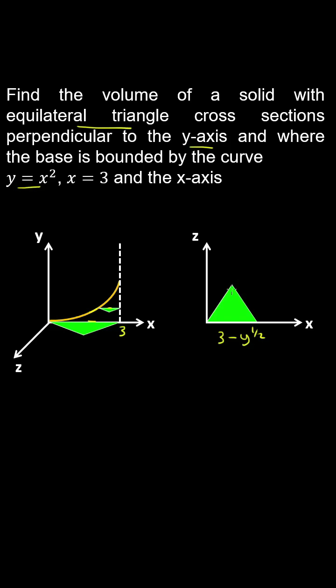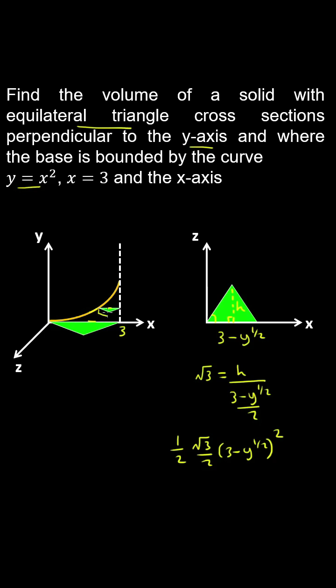And for the equilateral triangle, every edge has the same length, and every angle is 60 degrees. So tan 60 degrees is root 3, and that's equal to the opposite edge, which is h, on the adjacent. And therefore the height can be written as root 3 on 2 by (3 minus y)^(1/2), and then multiplying this height by the base, which is (3 minus y)^(1/2), and then multiplying this by 1/2 gives the area of that triangle.